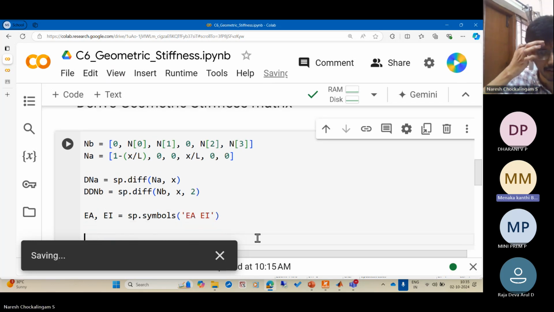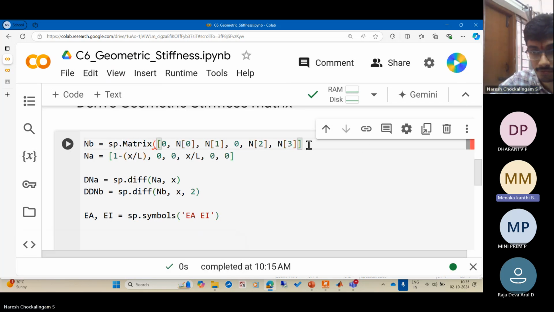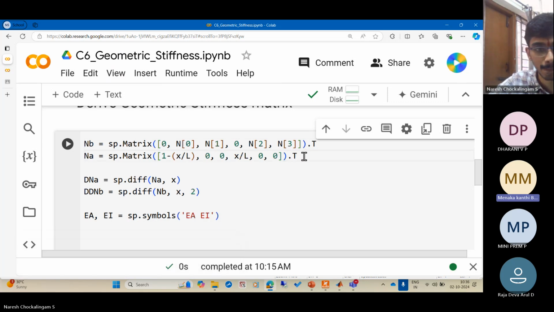Yeah, this I have to convert to a matrix. So I'll do sp.Matrix of this thing, and I have an sp.Matrix of this thing. Remember this will make it a column matrix, so I will have to transpose it.